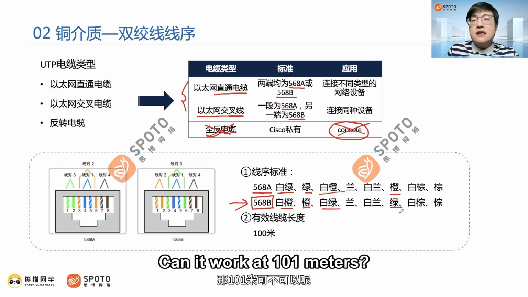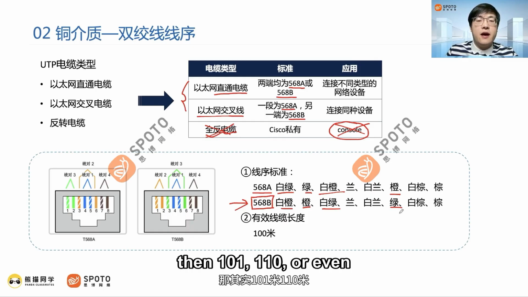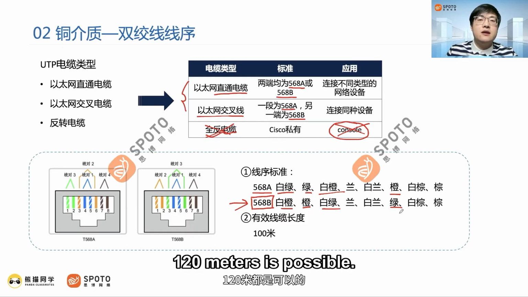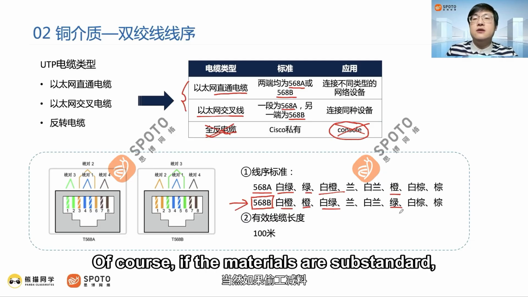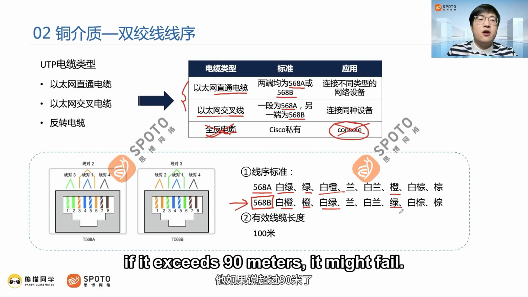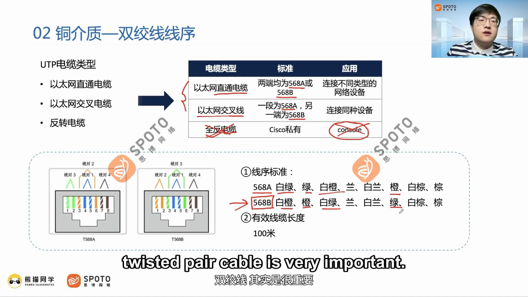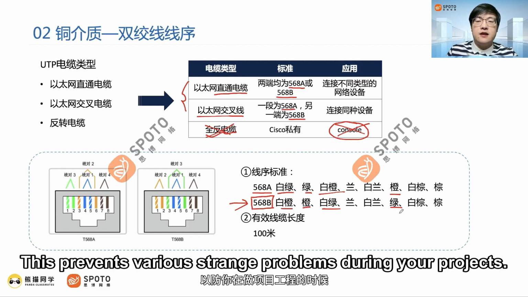Can it work at 101 meters? Actually, in many cases, if the cable material is not substandard, then 101, 110, or even 120 meters is possible. All are possible. Of course, if the materials are substandard, the distance will be reduced. For example, 80 meters. If it exceeds 90 meters, it might fail, or speed might degrade. So, buy a cable that meets national standards. Twisted pair cable is very important. This prevents various strange problems during your projects.